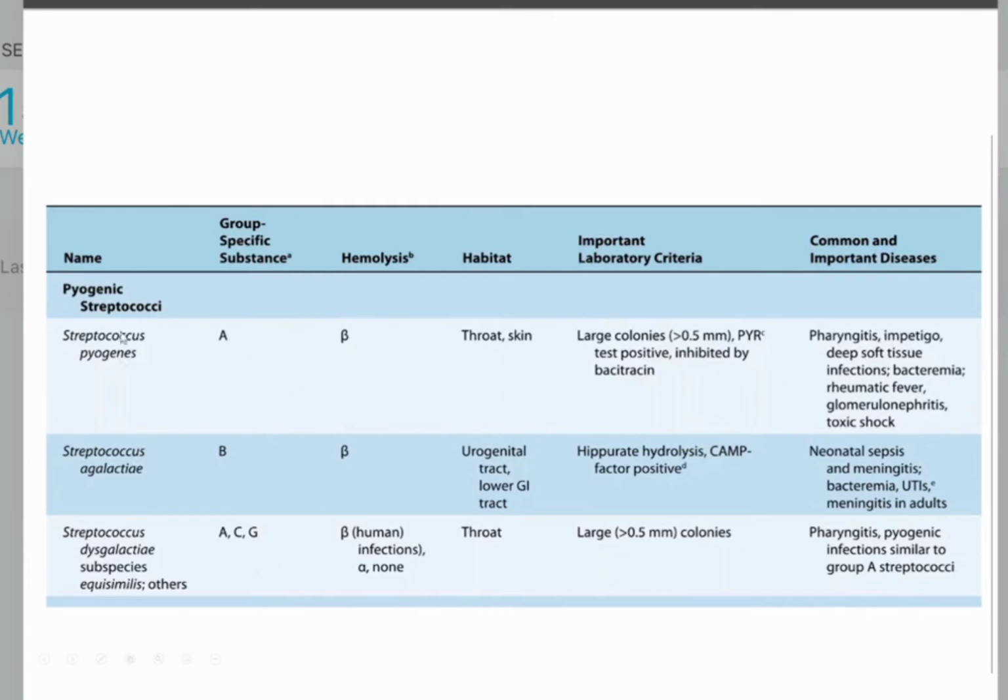So the normal habitat for group A Streptococcus is exclusively human throat and skin. So they are not found in the animals or other species as a host. So humans are the only host. So throat and the skin of the humans are the normal habitat of Streptococcus pyogenes. What that means is there is a carriage of group A Streptococcus. Similarly, group B Streptococcus carriage is seen in the genital tract or lower gastrointestinal tract, right?